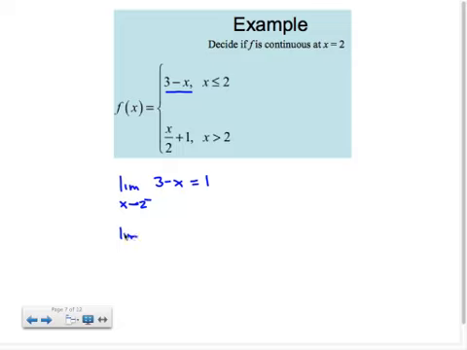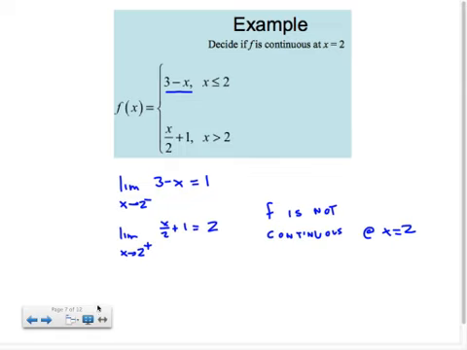The limit as x goes to 2 from the right, this time we'll use the function x over 2 plus 1, since x is bigger than 2. And we do a plug-in here, and we get 1 plus 1, or 2. Okay, at this point I can stop and say that f is not continuous at x equals 2. And the reason is those two limits are not equal.